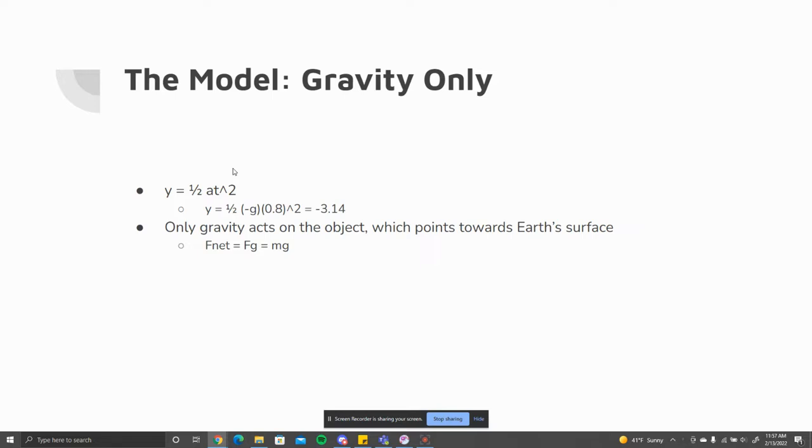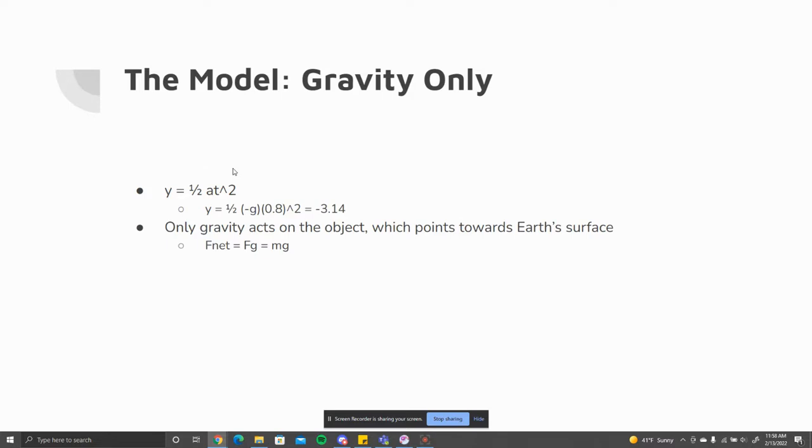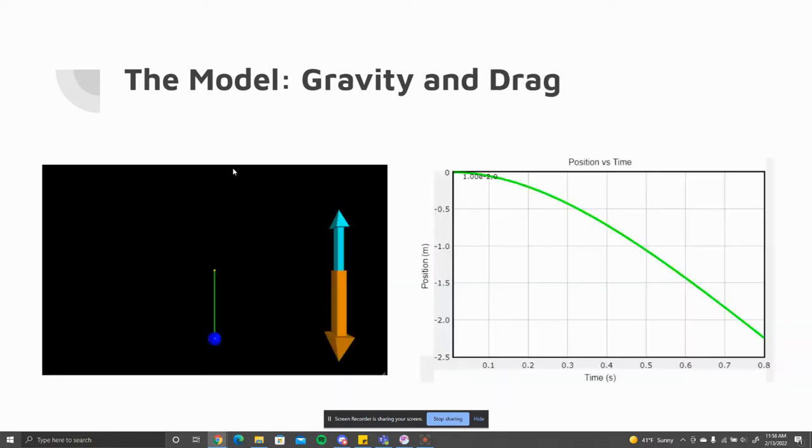Of course, we know that the initial velocity is zero because it was released from rest, right? So we have a delta y that is negative 3.14 meters, right? And that is also illustrated by the graph here. And because only gravity is acting upon it, our F net here is only Fg.